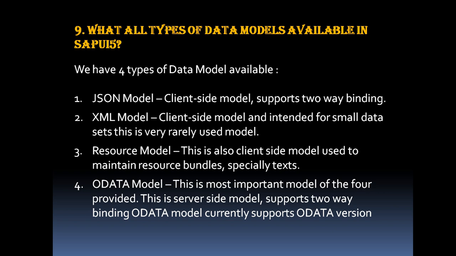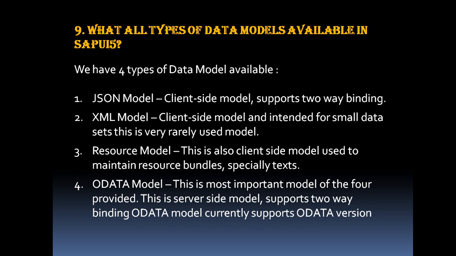Now when you're talking of the data models available, you have 4 data models, but there is only JSON and OData which supports two-way binding and which are most frequently used. And if you want to categorize between JSON and OData on a 100% note, then I would say 95% is OData model, because I have hardly come across any JSON models till date. So you have JSON, XML, resource and OData if you want to answer.